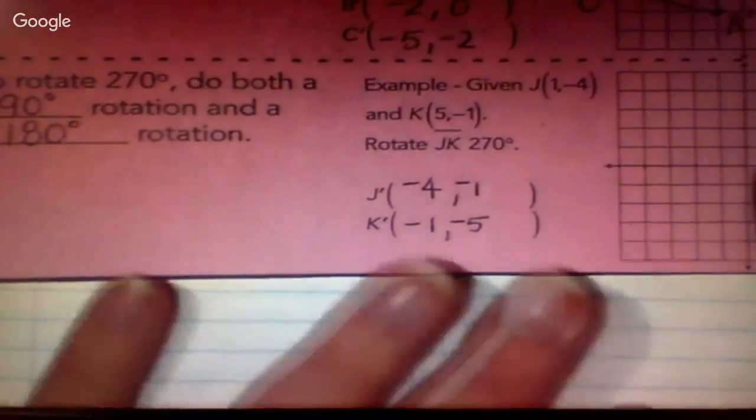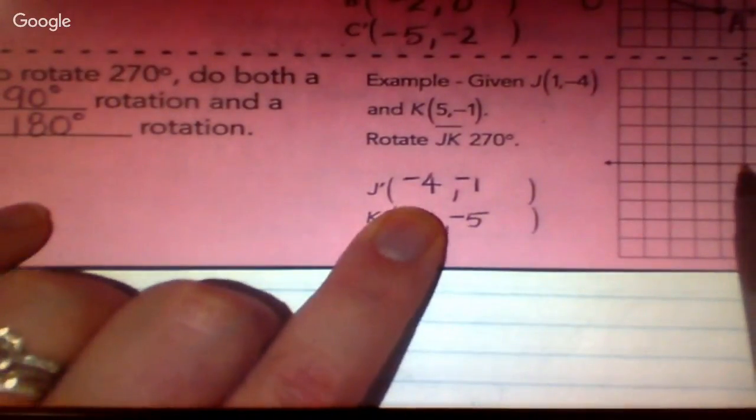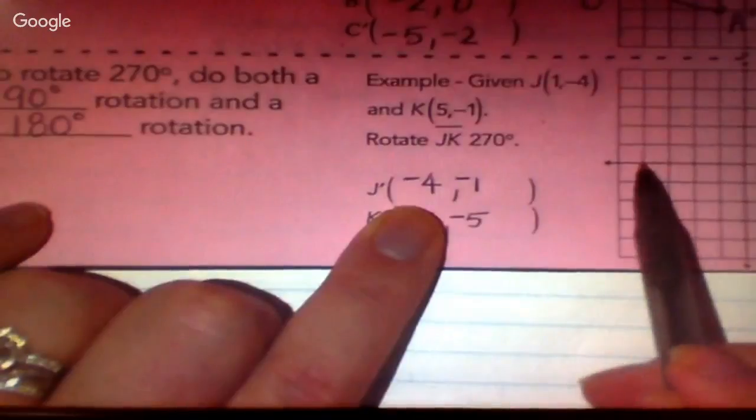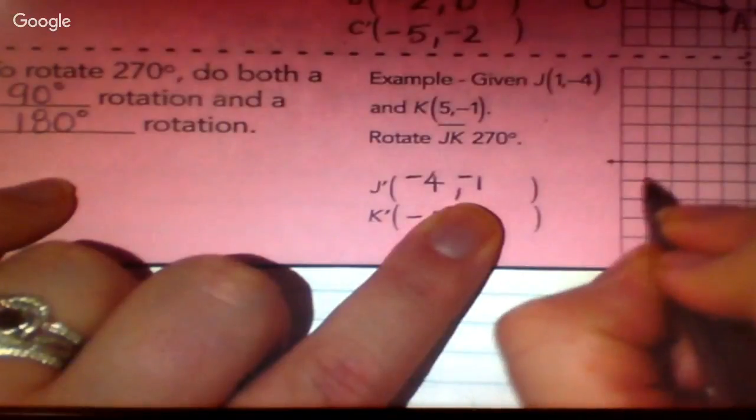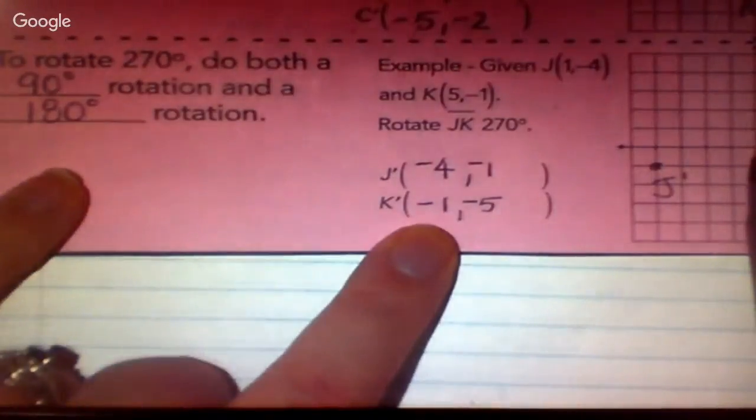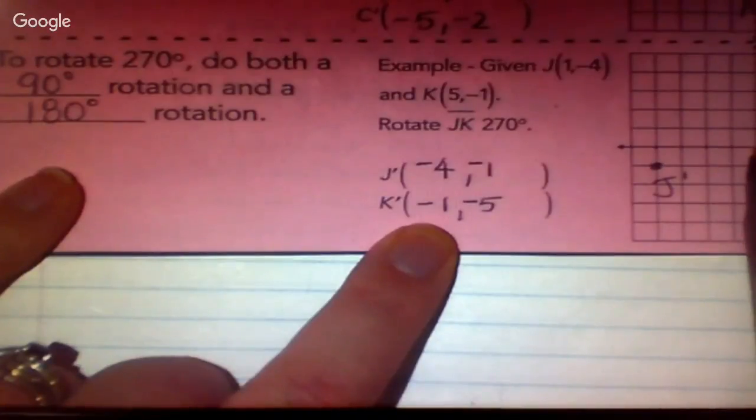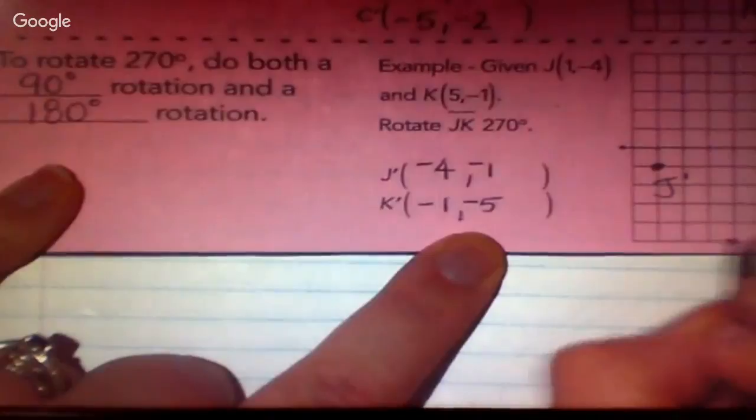Stefan, tell me which way I'm moving. From the middle, -4 tells me. Don't tell me over, because over is this way or that way. To the left by 4. This tells me down 1. You're so smart. So this is J prime. Okay, this one tells me then, Stefan. Which direction? Left 1. This tells me down 5. So this is K prime, and it makes a line.